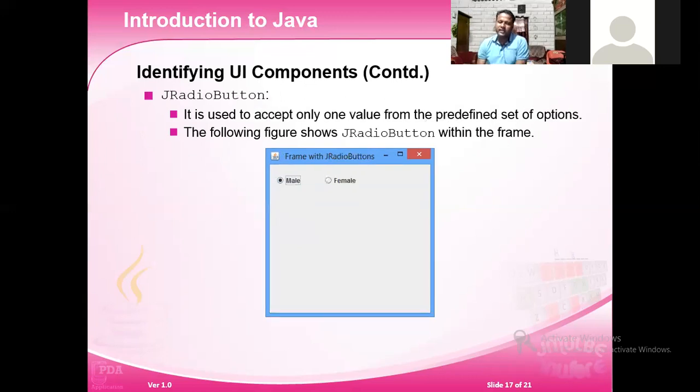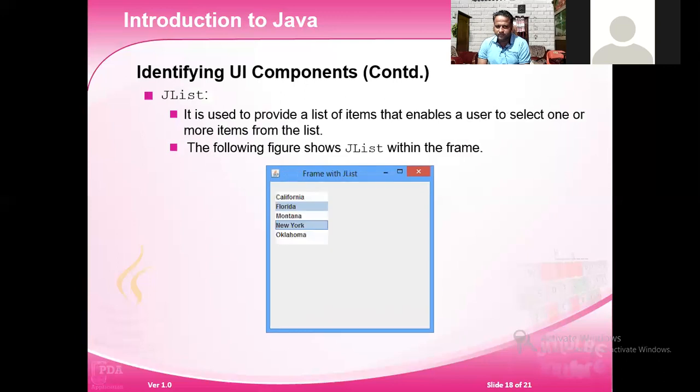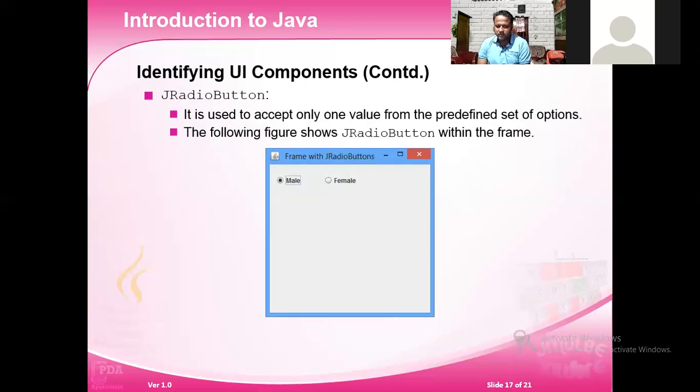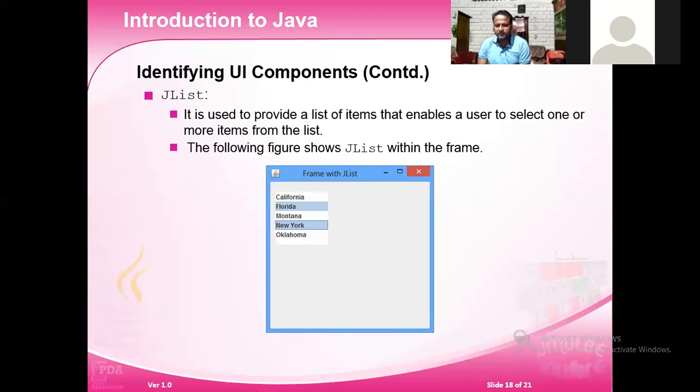J radio button, it is used to accept only one value from the predefined set of options. J radio button, one value we have to choose. Male, female. Okay, that is J radio button that we're using. Like whenever you are giving any online exam, you have the set of options. In the set of options, we have to choose one option over there.